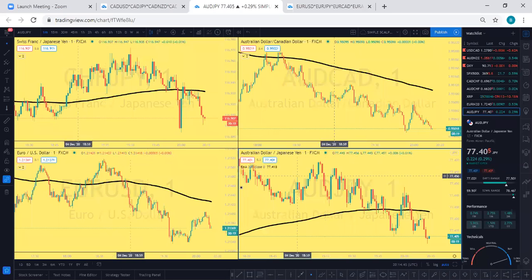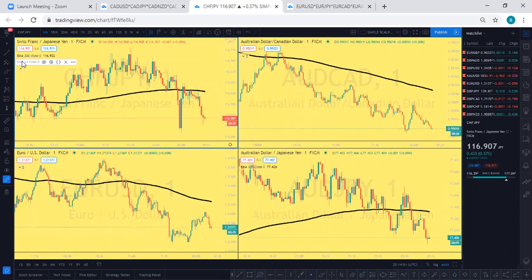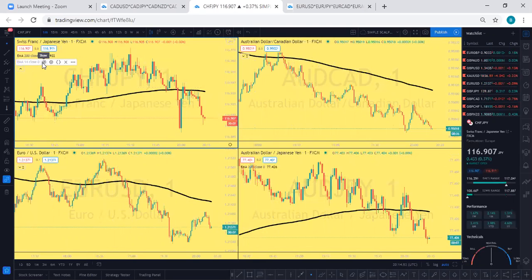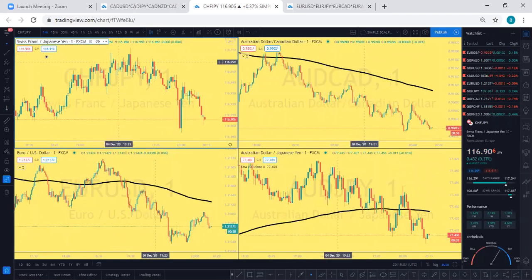Why, you can see that I have 4 charts. Now, the indicator I'm going to be showing you how to use is an indicator. Let me remove this one, so that I use just one chart, this one.